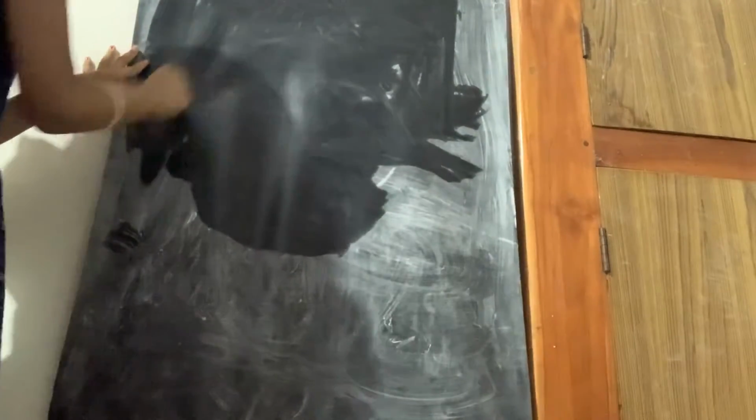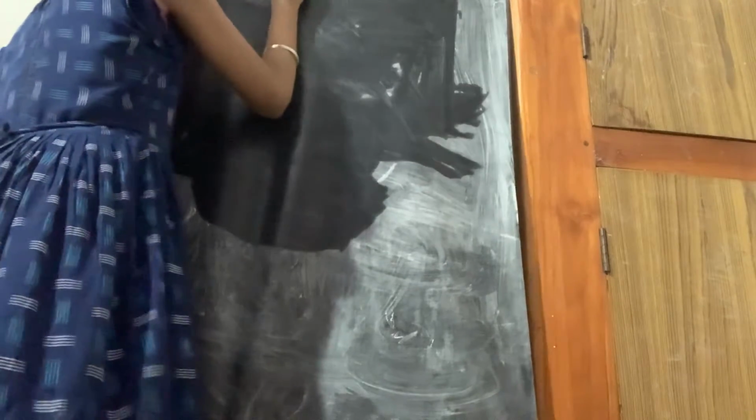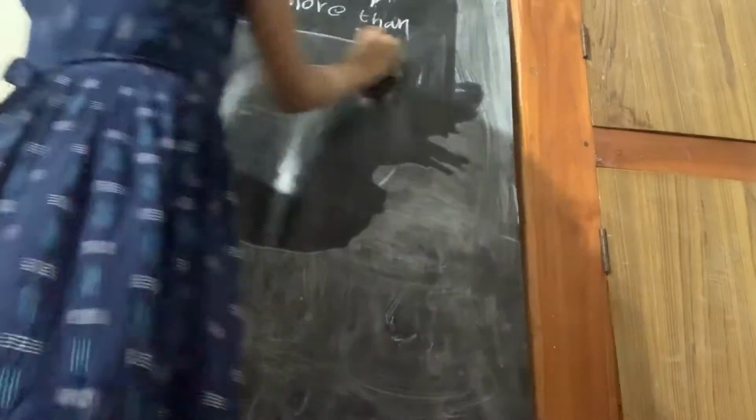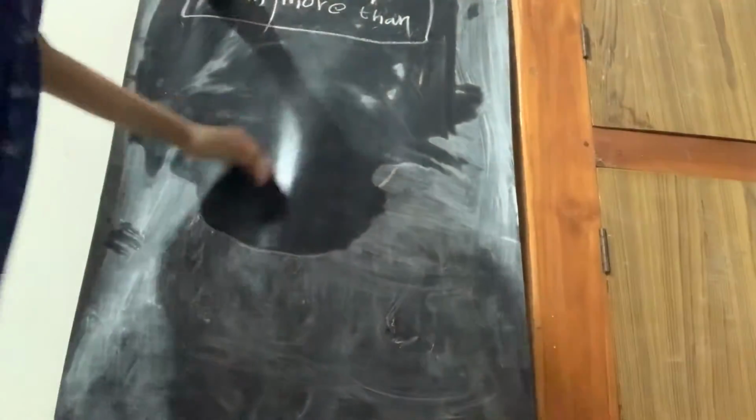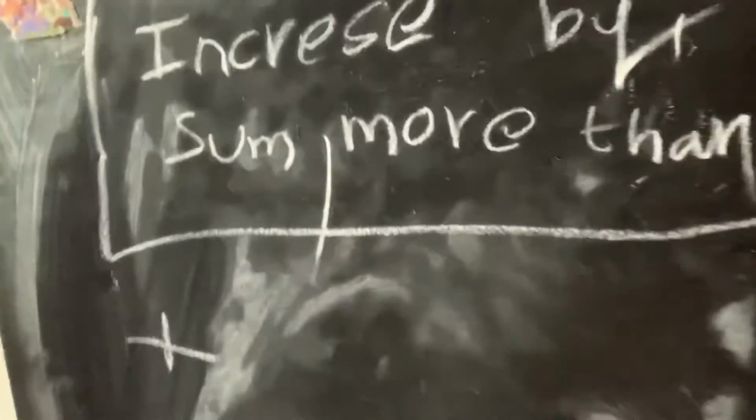So if you find the word increase by, more than, these are the special words which we can use for plus. Oh, I think you can't see my board. Can you see it now? It means addition. You have to add. Add any number if you find these words.